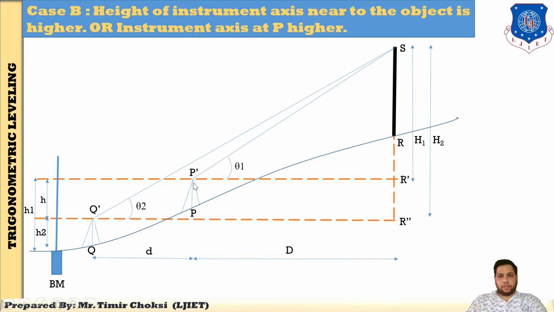From P there are two things for you to find: one is theta 1 and the second is the staff reading H1. Similarly, from station Q, you find theta 2 as well as H2. Capital D and small d I have already explained in the previous case. Remember that from station 1 you consider capital H1, and from station 2 capital H2. So step number 1, draw the figure. Then try to find the value of D, H1, H2 as well as the RL of S.